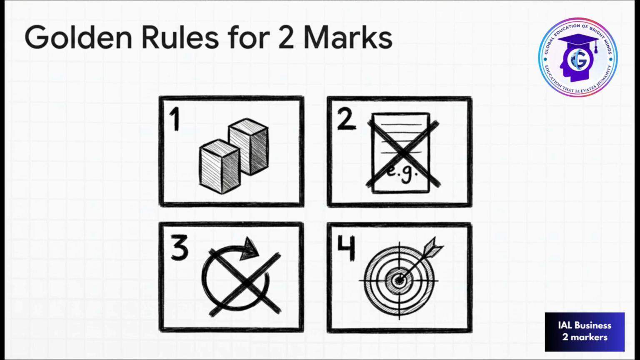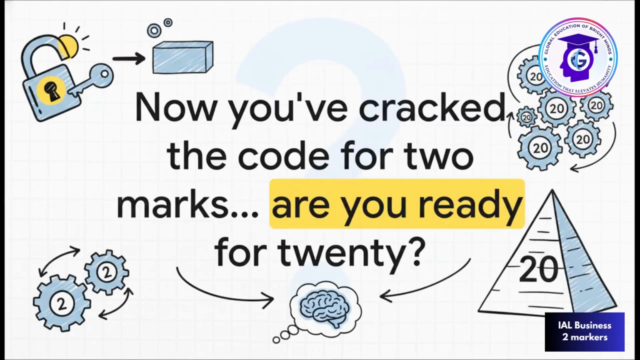Rule 1, your answer absolutely must have 2 distinct parts. Rule 2, never, ever, ever give an example. Rule 3, do not just repeat the words from the question. And Rule 4, keep it short and accurate. You don't need to write a whole paragraph. You just need 2 correct linked points. That's all. So there you have it. The code is officially cracked. By understanding the system and not just the content, you can lock in these foundational marks every single time, guaranteed.